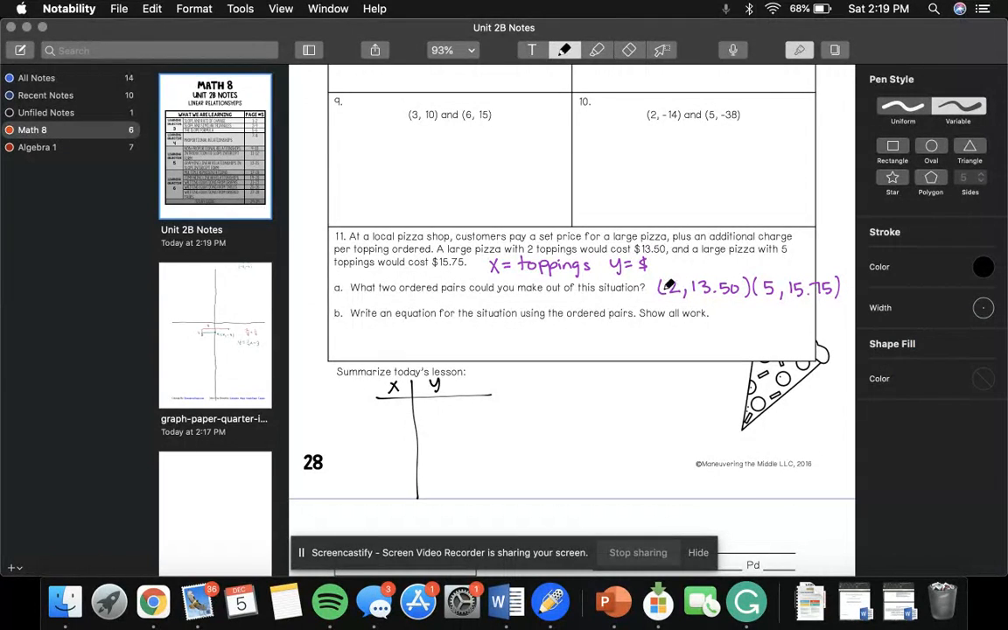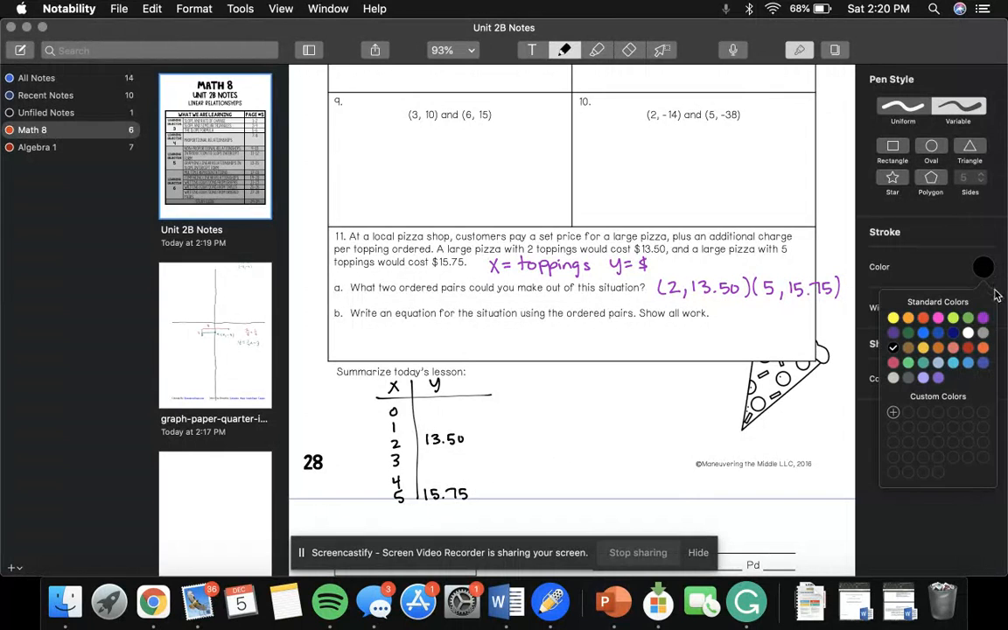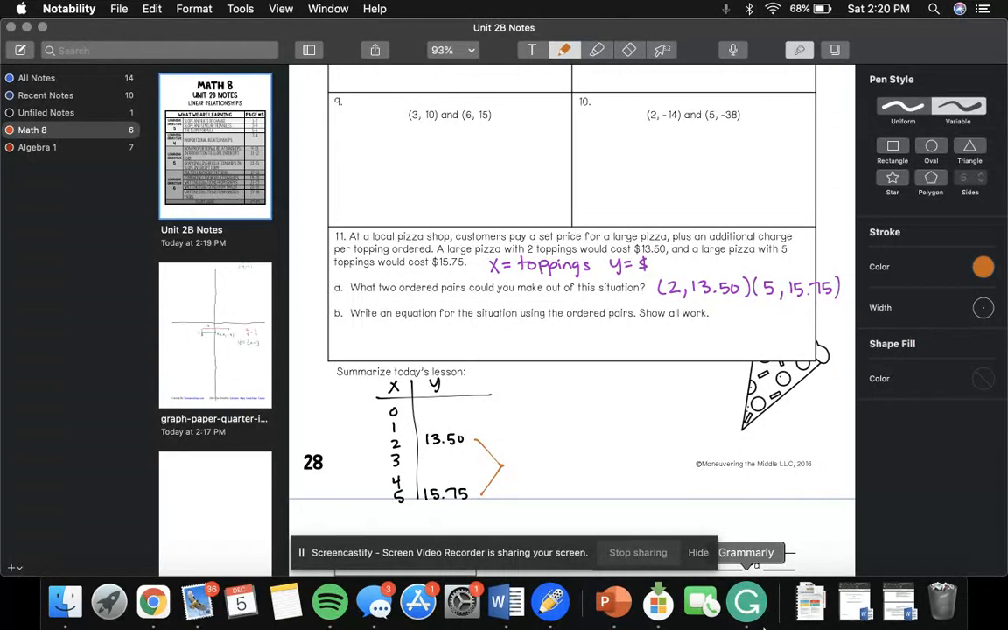So I know that 2 toppings is $13.50. And I know that 5 toppings is $15.75. And whether you use the table method to find the slope or you just find slope by finding the change in y over the change in x, you'll still get the same answer. The change in the money, we need to figure out the difference between that, and $15.75 minus $13.50 is $2.25.